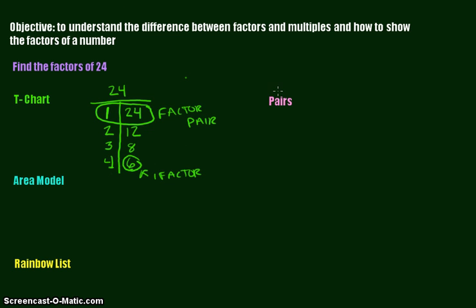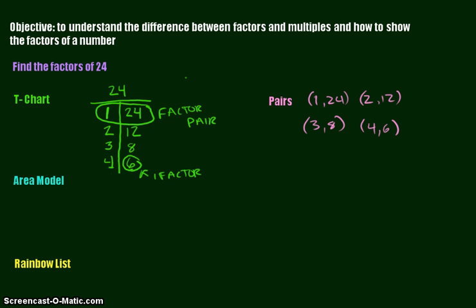And you might be thinking, well, what's this pairs thing over here? This pairs thing, sometimes you'll see like 1 and 24, you'll see the factor pair written like that. Another factor pair for 24 would be 2 times 12. Another factor pair is 3 times 8. And this kind of looks like when you do the coordinates, but it's not meant for the coordinates where you make the points on the grid. And 4 times 6 is another factor pair.